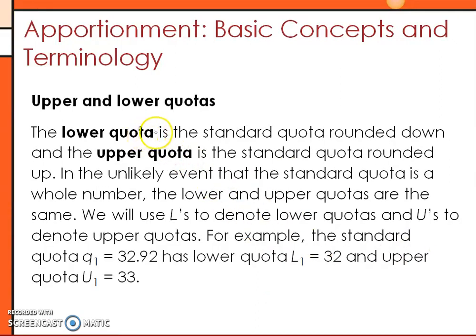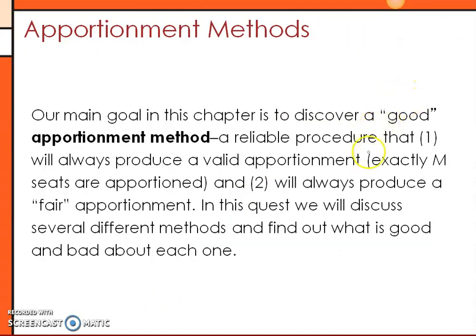And then the lower quota: picture one where they got 32.92. On the lower end, they might only get 32 seats. On the upper end, they might get as many as 33 seats. So that's called the lower and upper quota. They won't go outside of that, but it depends how they round up or round down.